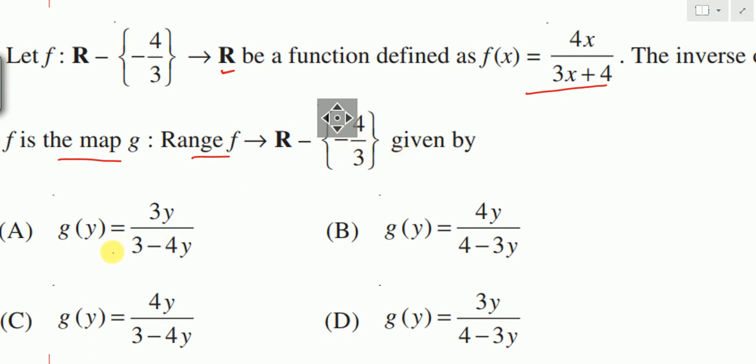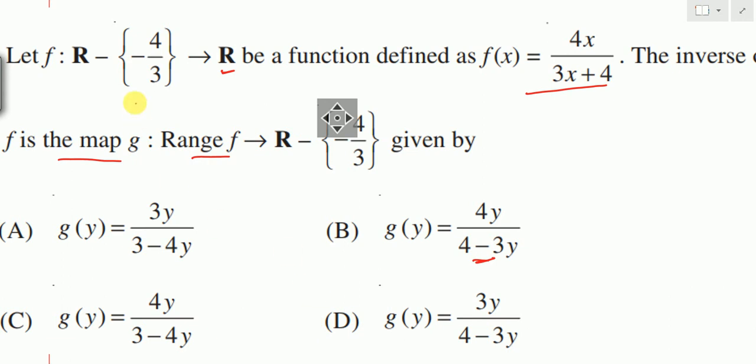option A, g of y is equal to 3y by 3 minus 4y, and option B, g of y is 4y by 4 minus 3y, and option C is g of y is 4y by 3 minus 4y, and option D is g of y is equal to 3y by 4 minus 3y. ಸೊ 4 ಬೇರೆ ಬೇರೆ ಆಪ್ಷನ್ ಇದೆ.